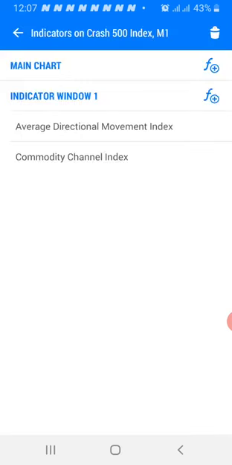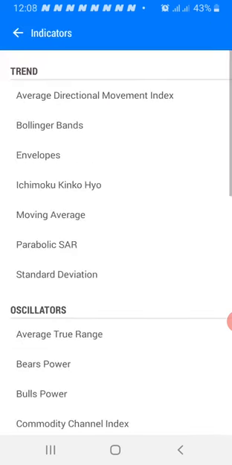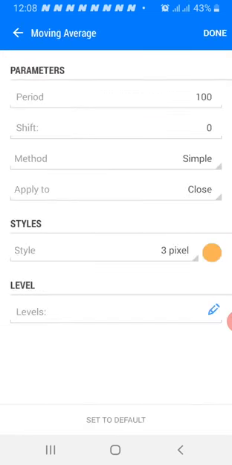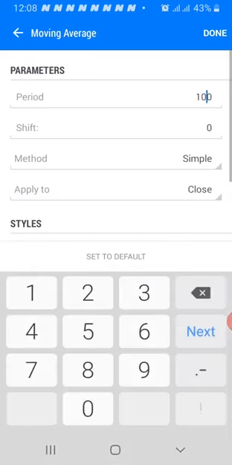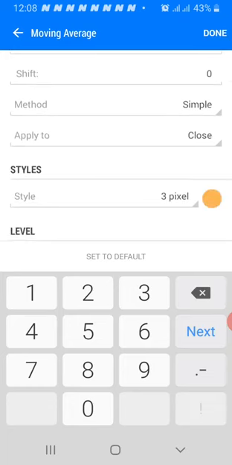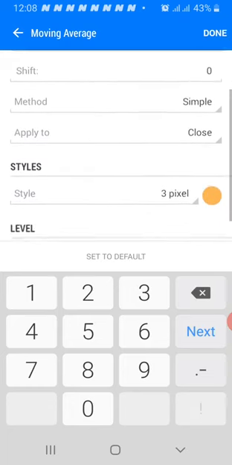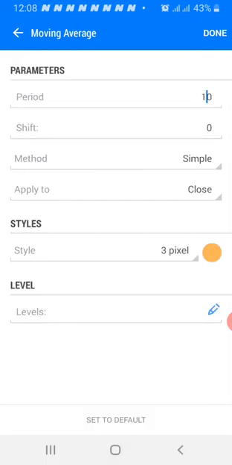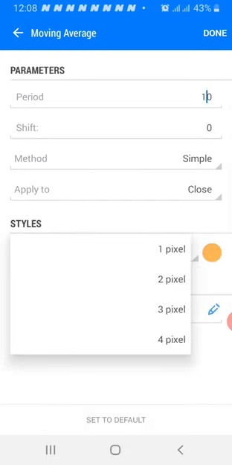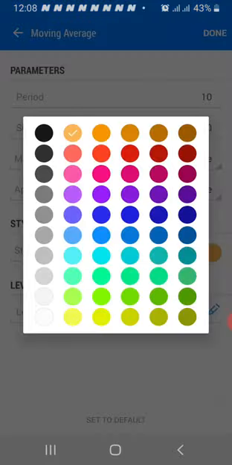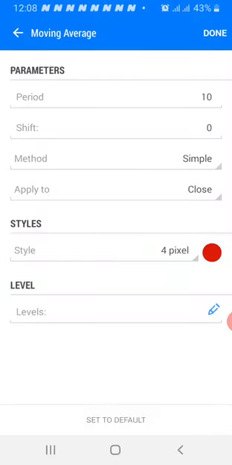Then the next indicator is the moving average. For the moving average, we're using period 10, shift 0, method simple, apply to close. Then the style is 4 pixel. We're using 4 pixel for the style. The color, let's take red. We're using red, so that's all.